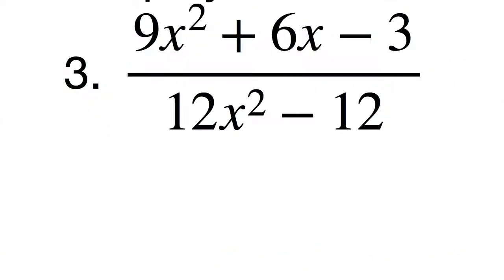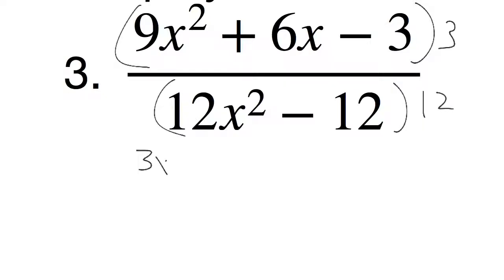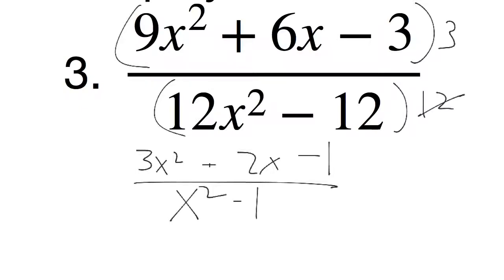The first thing to realize is that all of these terms, in both the numerator and the denominator, are all divisible by 3. So I'm going to factor out a 3 in the numerator, and in the denominator I'll factor out a 12, and they'll cancel. So we get 3x squared plus 2x minus 1 in the top, and then we get x squared minus 1 in the bottom. And you can see that this 3 and this 12, they'll cancel, leaving a 4 in the denominator.